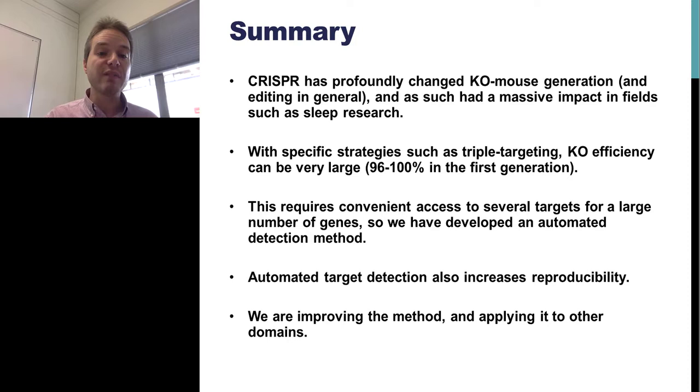And so we developed an automated method to detect all these targets. As I mentioned, the advantage of that automated method is that we can also increase the reproducibility of the work, because it's easy to reproduce the results with different sets of targets, since you have all of them available whenever you want. And now that the method has been validated and has been giving good results, we're focusing on improving it and applying it to other domains.